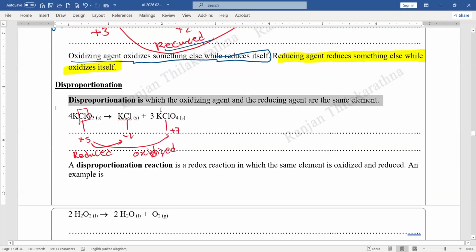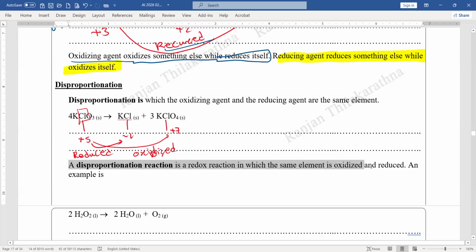Disproportionation is a reaction in which the oxidizing agent and the reducing agent are the same element. And here, a disproportionation reaction is a redox reaction in which the same element is oxidized and reduced.